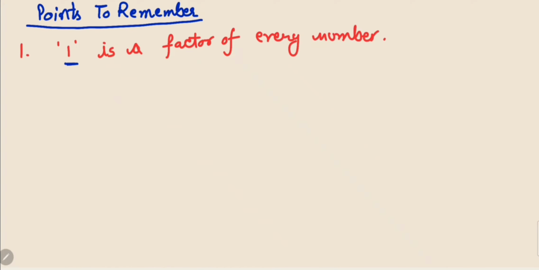1 is a factor of every number. From previous examples we have seen 1 is a factor of 20, as we can write 1 into 20 is equal to 20, and 1 was a factor of 45 also, as we can write like this also. So 1 is a factor of every number.